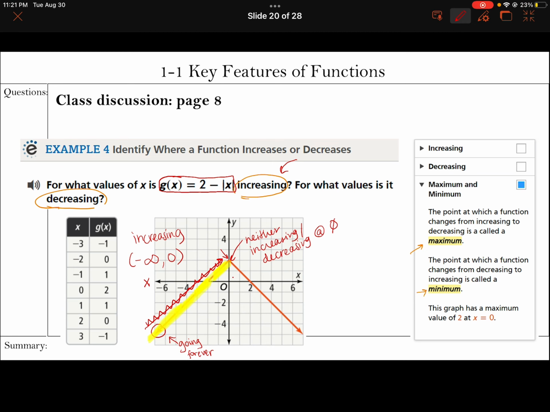And now let's find our decreasing interval. So when it's decreasing, we started at 0, and we see the arrow pointing to the right. So it's going to be positive infinity. Okay.